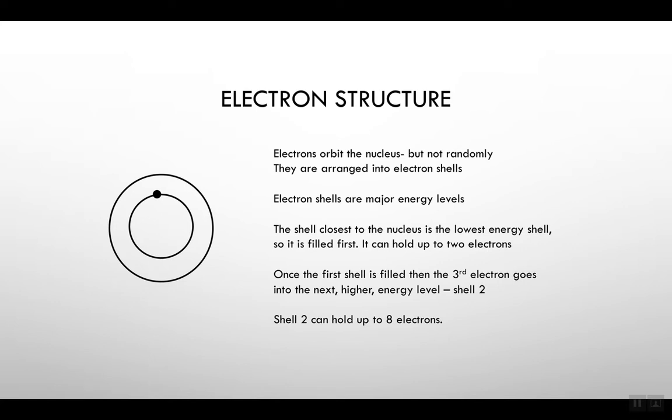So the first one closest to the nucleus can only hold 2 electrons. So if we have helium, that is a very stable element, and it can hold a maximum of 2 electrons. Once we fill that, the third electron would go into that next energy level. So lithium, if it wanted to get stable, it would have to lose that 1 electron that's on its own in that next shell. It's then going to be left with 2 in that first shell, which we'll be happy with. But shell 2 can hold up to 8 electrons.